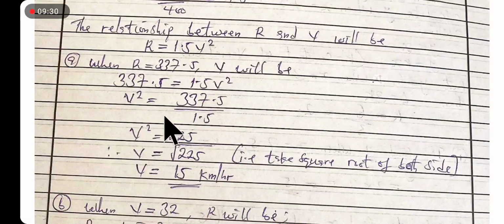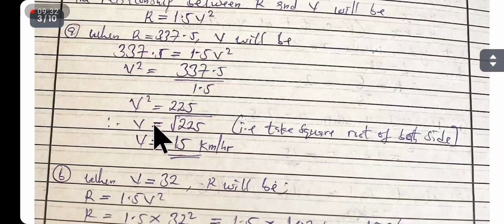But we are looking for V, not V squared. So therefore, we are going to take the square root of both sides. If we take the square root of both sides, you discover that the square root here will cancel the square, and then it will form a square root at the right hand side. So the left hand side will be V, ordinary V, equals the square root of 225. And the square root of 225 is going to be 15. Remember, speed is measured in this question as kilometers per hour.